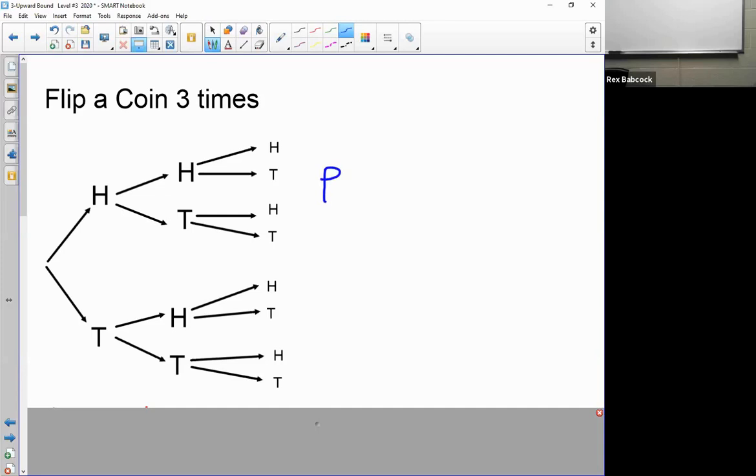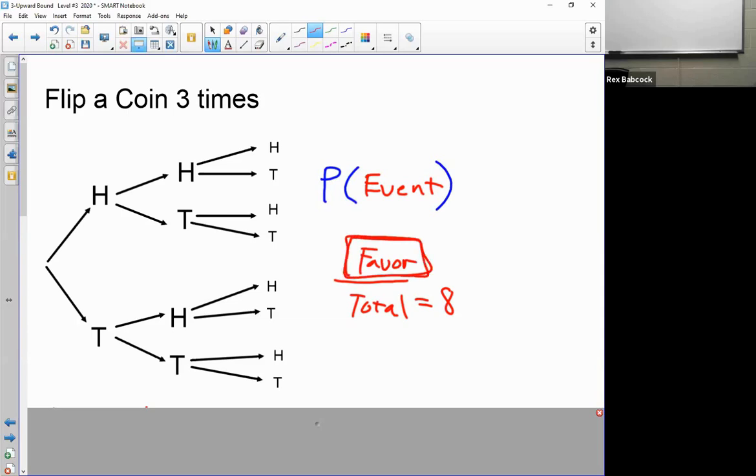Probability is usually written like this. Probability is some event. And all it is, you take the total of whatever you're looking at, and in this case, there's only 8 outcomes, and you divide it by what's in your favor. Now, what's in your favor may be a good thing or it may be a bad thing. It's whatever the definition of the event is. And it seems so easy until you start doing problems.